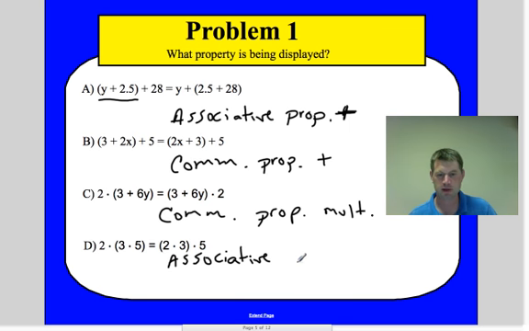So we'll jot that down. Property of, and it's multiplication. And some people think, oh, I don't need to put the multiplication, it's just associative. No, it does matter. You need that. That is important that you specify which one, because they are technically different properties.